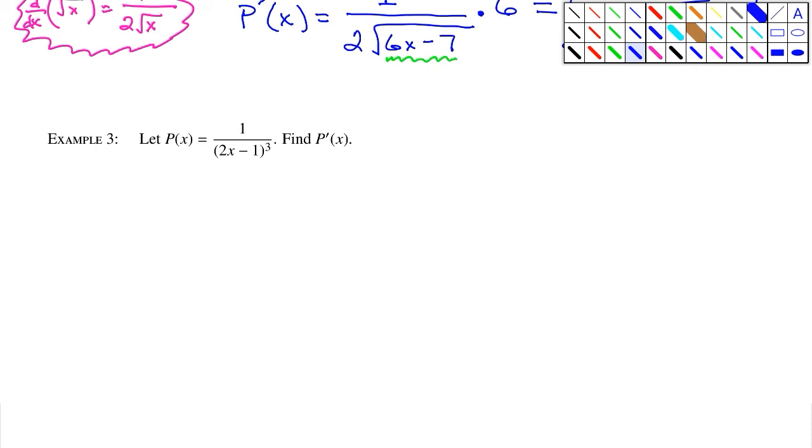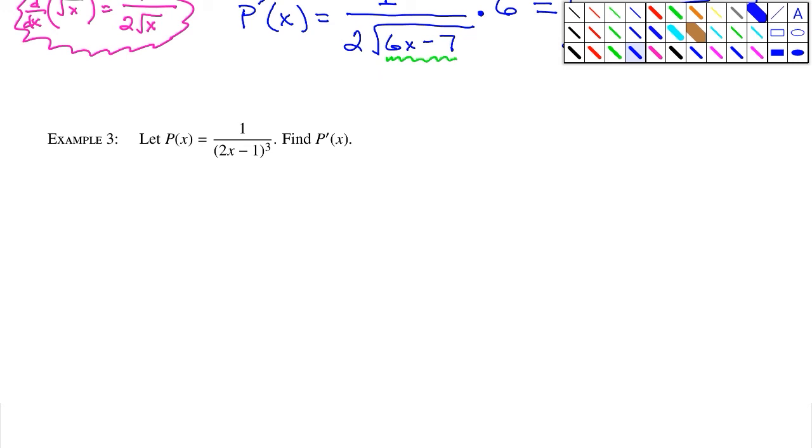Example number 3. Let p of x equal 1 over 2x minus 1 quantity cubed. Find p prime of x. There's a couple of ways that you could do this one. You clearly see a quotient, so you could use the quotient rule.